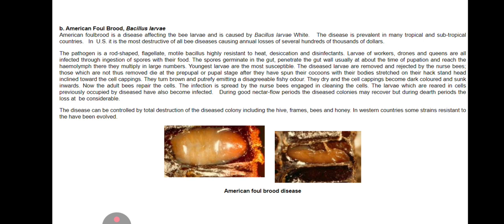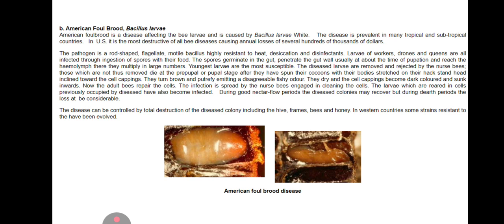They dry, and the cell cappings become dry, colored and sunk inwards. Now the adult bees repair the cell. The infection is spread by nurse bees engaged in cleaning the cell. The larvae which are reared in cells previously occupied by diseased larvae also become infected.